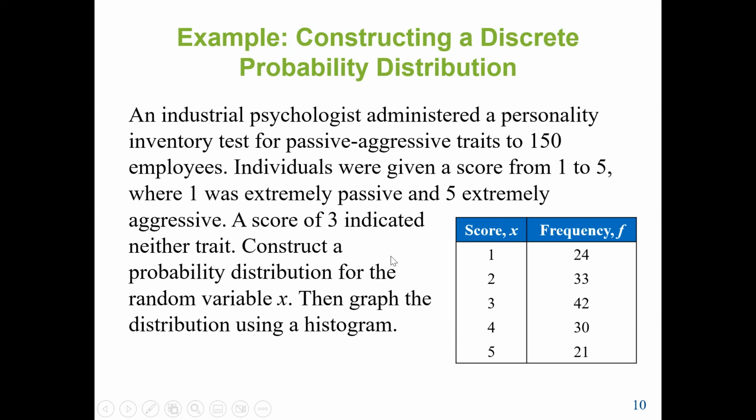Now, a score of 3 indicating neither trait. Construct a probability distribution for the random variable x, then graph the distribution using a histogram. We know the first column is the score, so the possible outcomes are between 1 to 5. The frequency here is based on the 150 employees: 24 have a score of 1, 33 have a score of 2. So those are the outcomes, up to the last one, a score of 5, which we have 21.